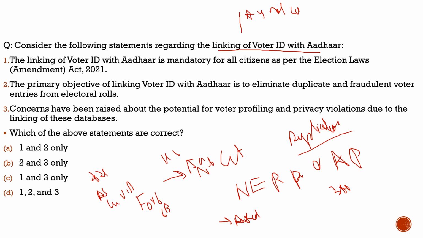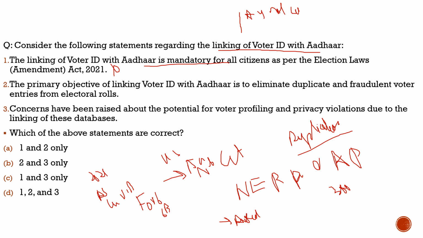Here the question says, consider the following statements regarding the linking of voter ID with Aadhaar. First statement: the linking of voter ID with Aadhaar is mandatory for all citizens as per the Election Laws Amendment Act 2021. Totally incorrect. It is not mandatory. They had told us that it is not mandatory. So the first statement is incorrect.